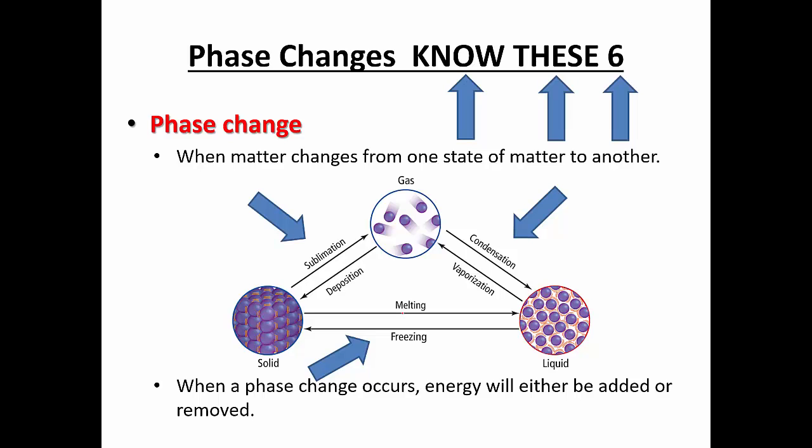Then our tricky ones, which we might need to spend a little bit of extra time on, are sublimation and deposition. These two are the more unusual ones, going from a gas to a solid or solid to a gas right away. We'll see an example with dry ice coming up, as it goes right from a solid to a gas. That's where it gets its name from.